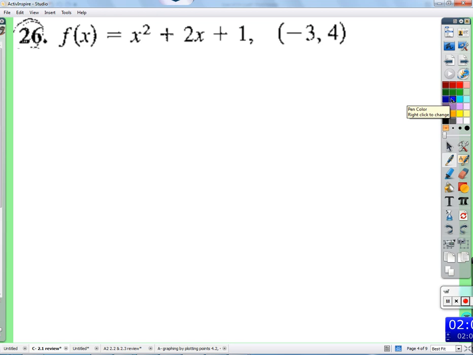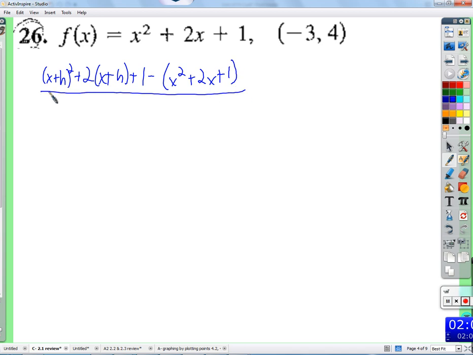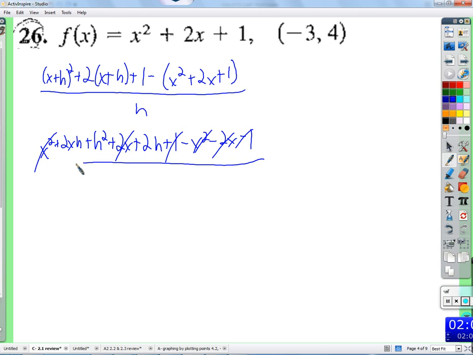I'm going to go ahead and find the derivative, and I'm going to plug in negative 3 into the derivative. Don't even care about 4. Okay. So x plus h squared plus 2 times x plus h plus 1 minus x squared plus 2x plus 1, over h. x squared plus 2xh plus h squared plus 2x plus 2h plus 1 minus x squared minus 2x minus 1. x squared minus x squared, 2x minus 2x, plus 1 minus 1, over h.